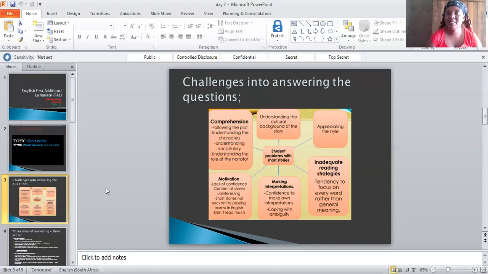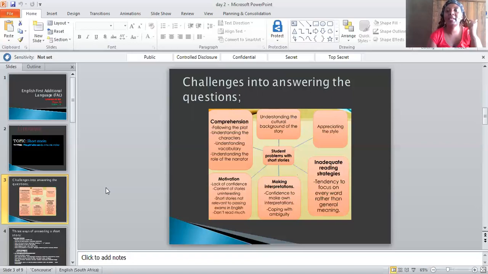This is what I said last time when I explained to you the elements of a short story: the setting, the characterization, the style, the theme of that particular short story. Learners need to appreciate the style. If you do not appreciate the style that the writer used to convey the message or to write the text, you will fail to understand or fail to answer the questions given to you after.